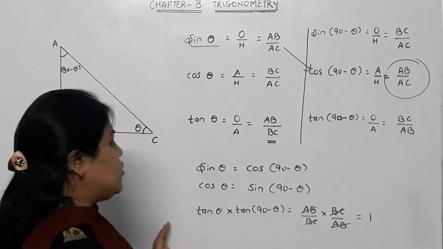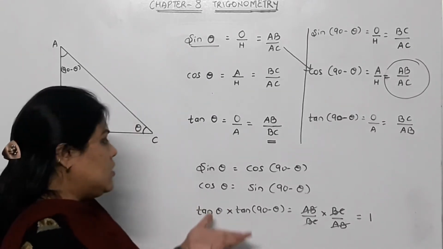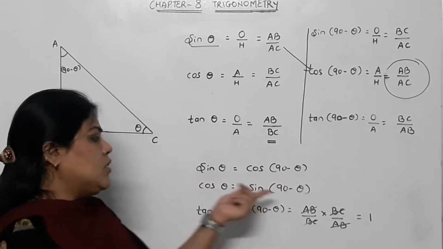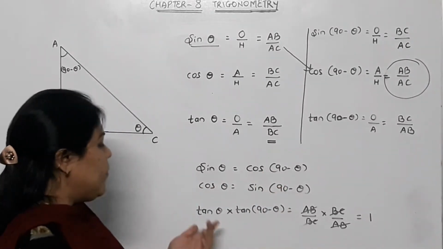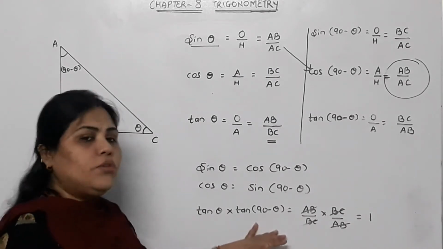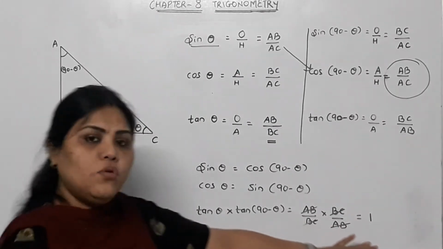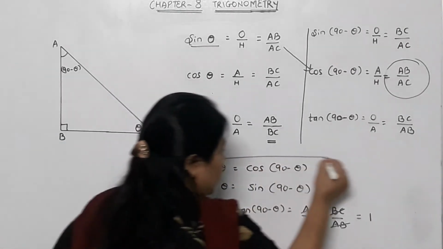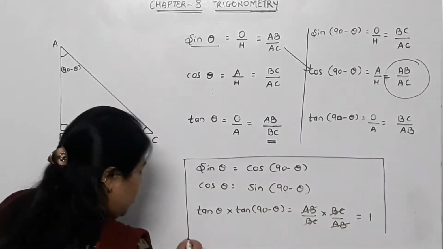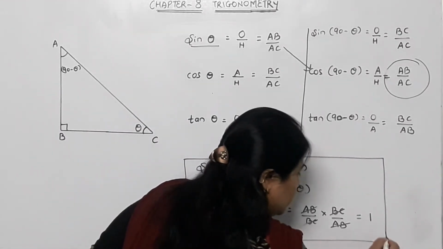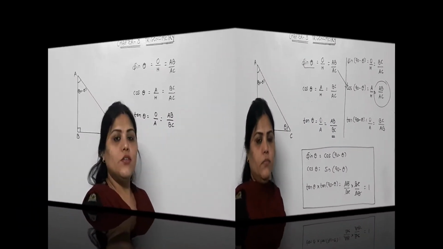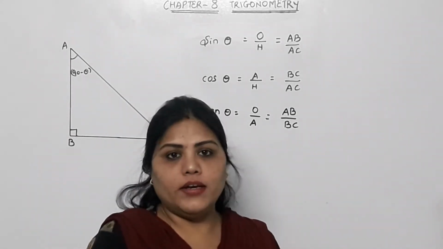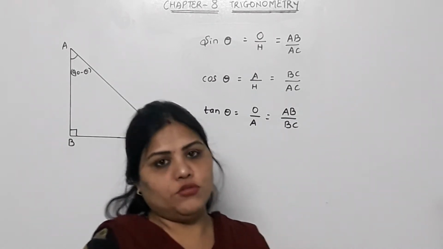So, these are the relations for complementary angles. Sin theta is equal to cos 90 minus theta, cos theta is equal to sin 90 minus theta, and tan theta into tan 90 minus theta equals 1. This you have to keep in mind so that it will be easy for you to solve practice set 8.2. Right? Now we have seen sin, cos and tan theta of acute angles and their complementary ratios also.